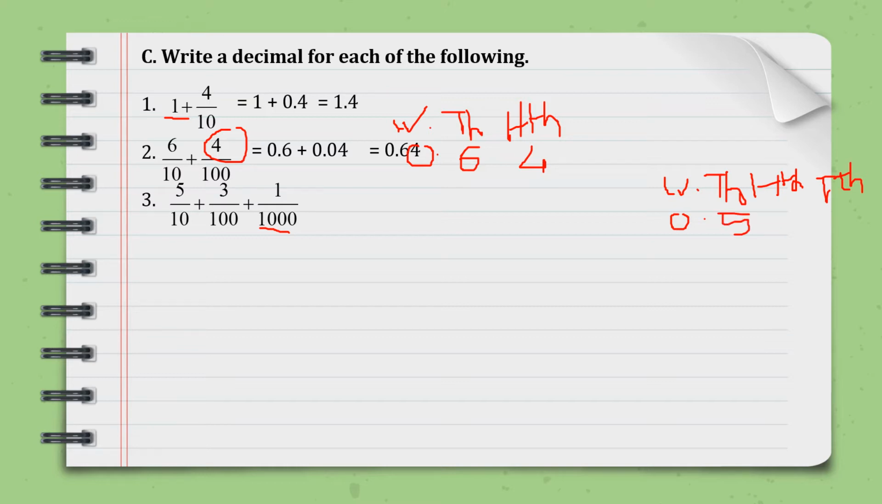Okay. Then 3 upon 100 will be 3, and 1 upon 1000 will be here, that is on the thousandths place. So if we write this in decimal format, 5 upon 10 can be written as 0.5, 3 upon 100 can be written as 0.03 and 1 upon 1000 can be written as 0.001. Yes. Now 0.5, 0.03 and 0.001.